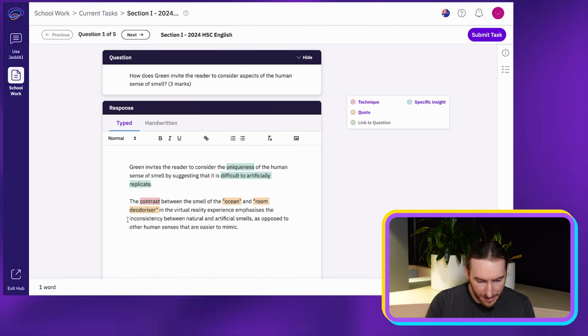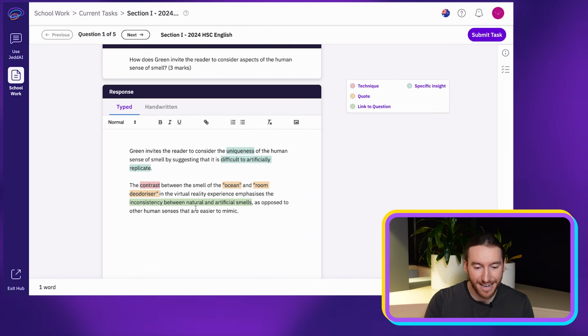So we're just going to say the inconsistency between natural and artificial smells is something to consider about the human sense of smell, that they aren't the same, they are different. And we have this little bit to extend that if we wanted to. But right there is a link to the question. Great, so we've got our second mark.